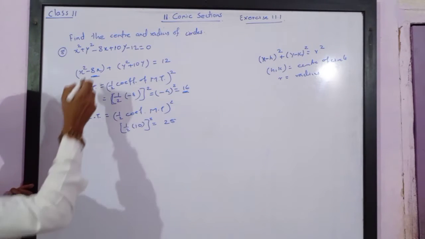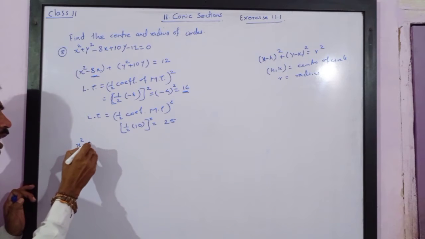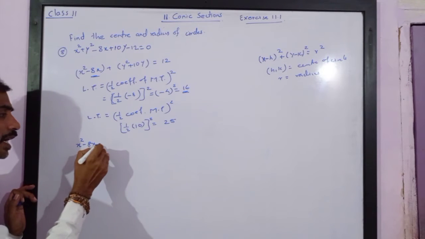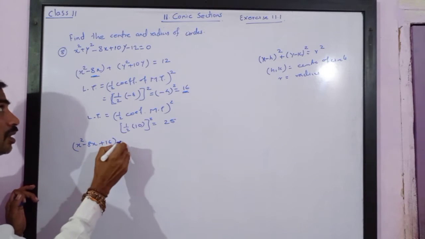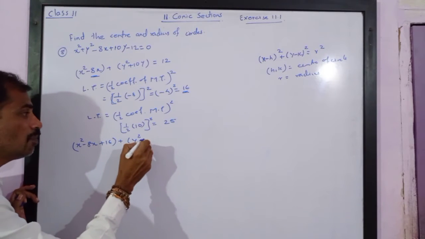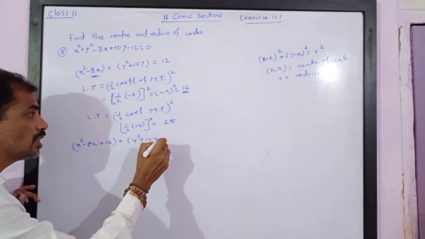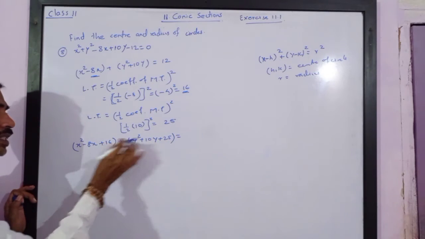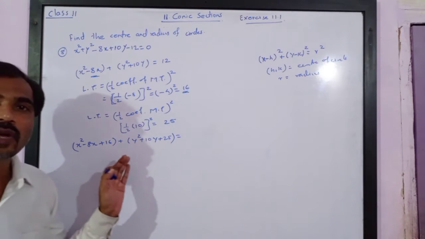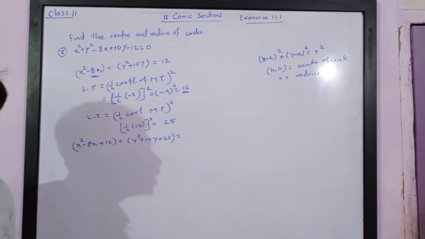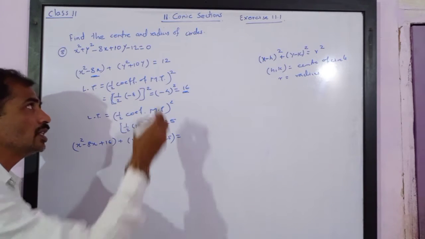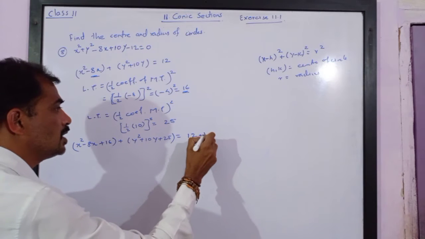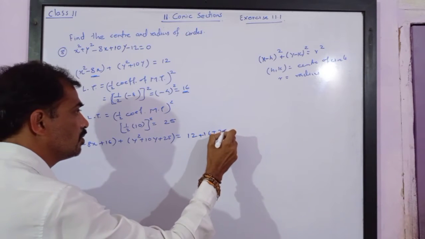So it means this becomes x square minus 8x. Please note I have added 16 to this, plus y square plus 10y plus 25 is equal to, now I have added 16 and 25 to the left hand side. I need to add the same numbers to the right hand side in order to maintain the equality. So this is equal to 12 plus 16 plus 25.